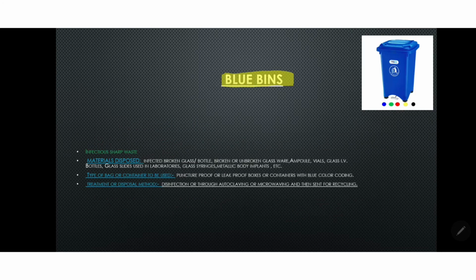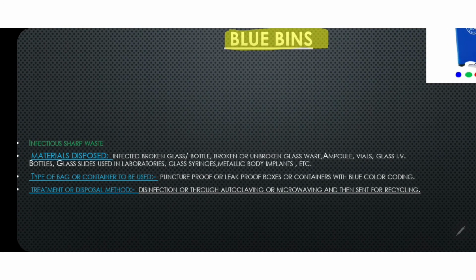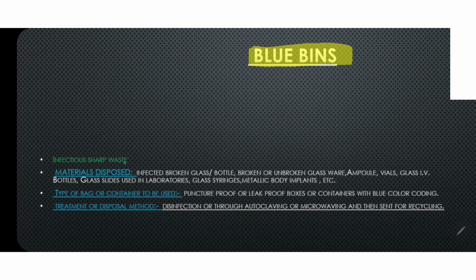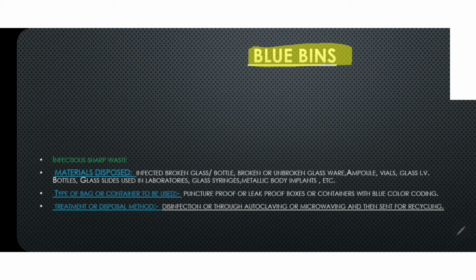Next we have the blue bins. We use the blue dustbins for infectious sharp waste. The materials we dispose in the blue dustbins are infected broken glass or bottles, then broken or unbroken glassware, ampules, vials, glass IV bottles, then glass slides used in laboratories, glass syringes, metallic body implants, etc. The type of bag or container we use is puncture proof or leak proof boxes, that is cardboard boxes or containers with blue color coding.